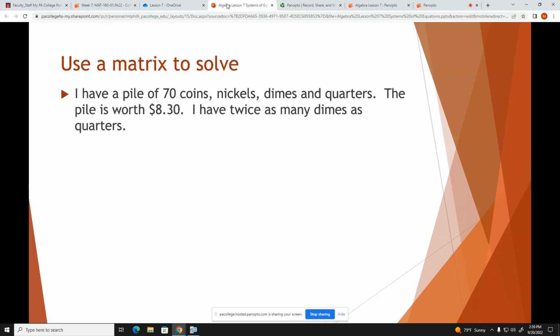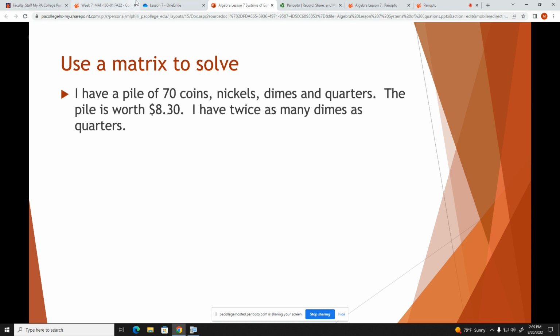In this video, we're going to try to solve a word problem, and we are instructed to use a matrix to solve. So since it is a word problem, I'm going to start by reading through it. It says I have a pile of 70 coins, nickels, dimes, and quarters. The pile is worth $8.30. I have twice as many dimes as I have quarters.